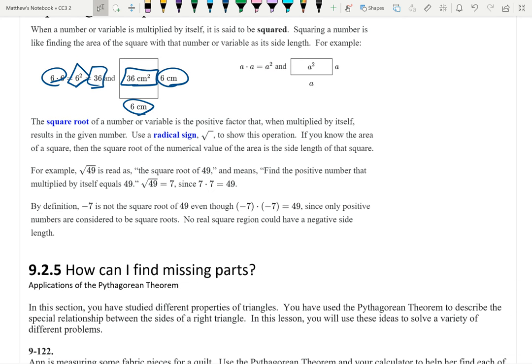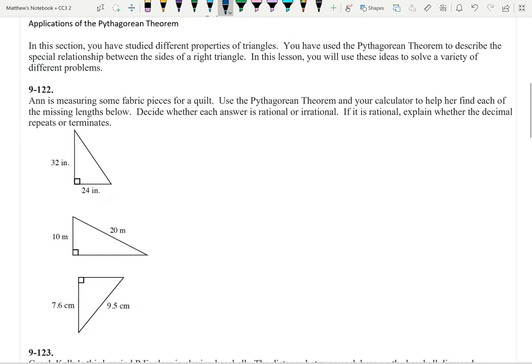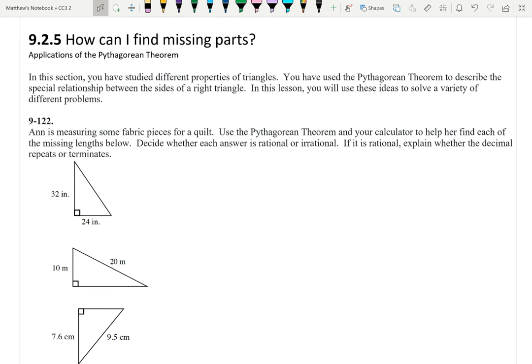We do denote the square root symbol as this radical sign. So for example, the square root of 36 would just be the two numbers I multiply together to get 36, which would be positive 6. And now I can move on to the first set of problems here.